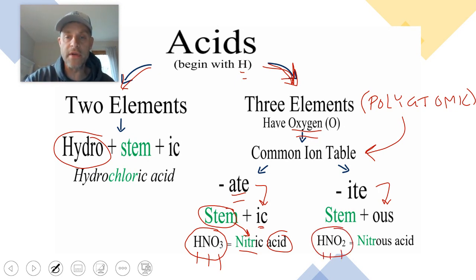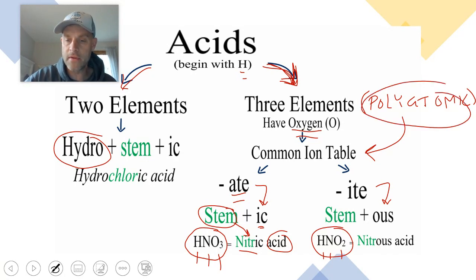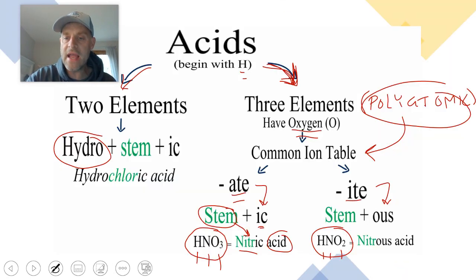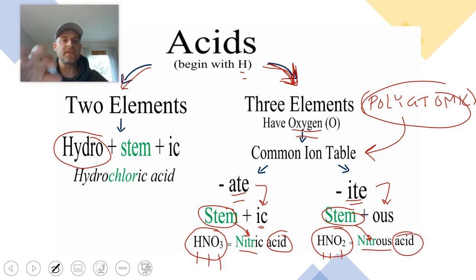Well, what if I had HNO2? Again, that's 1, 2, 3, so I go this way. I find the polyatomic ion table. NO2 is right above it. That's nitrite. So notice nitrate and nitrite, same thing, just the ending is different. If it ends in ite, I'm going to use the same stem, nitr, but ite becomes ous, and so I get nitrous acid. So this is like a little key to figure out how to name them.